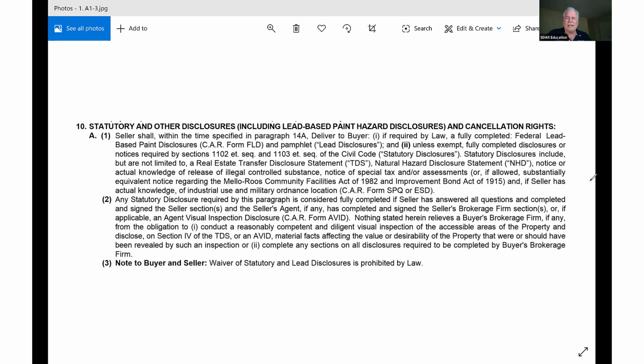I think we should be doing that just for ourselves to make sure we're doing that. And it's the law, okay? So it's actually a regulation. So again, much like the commissioner's office doesn't create law, they issue regulations that have full force and effect of law, those kinds of things. So statutory and other disclosures, including lead-based paint and cancellation rights, if any.